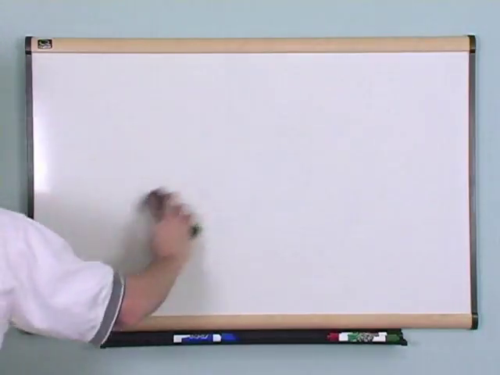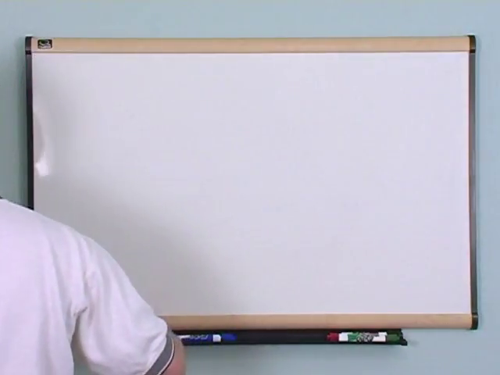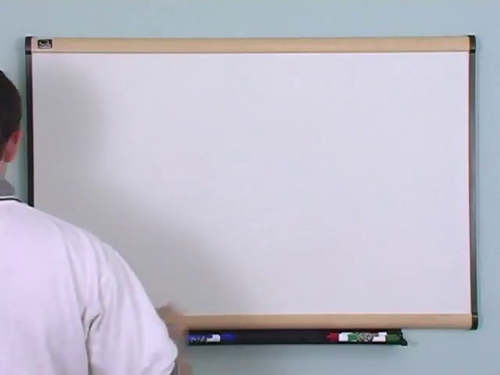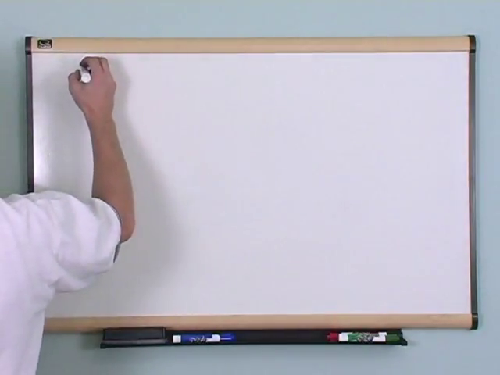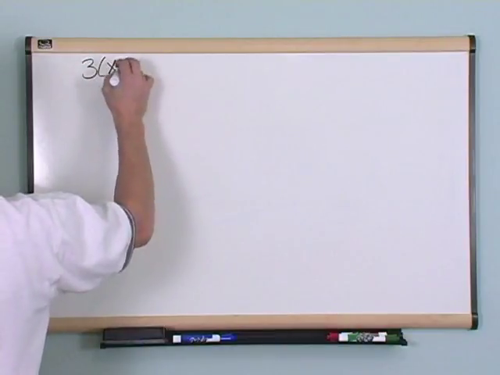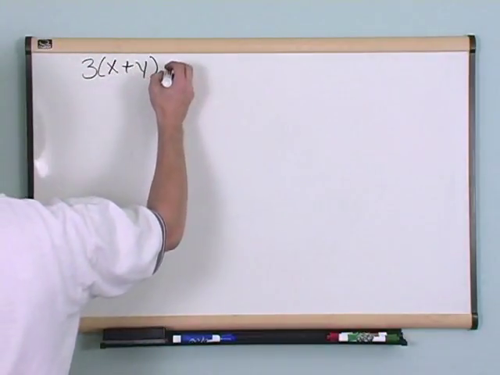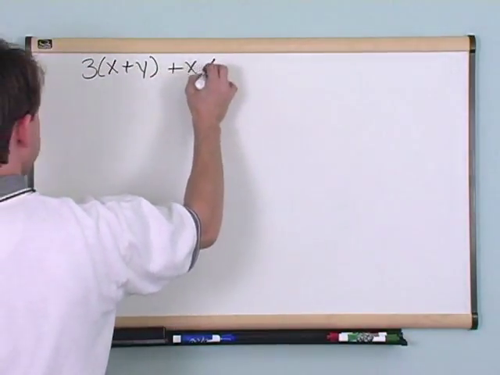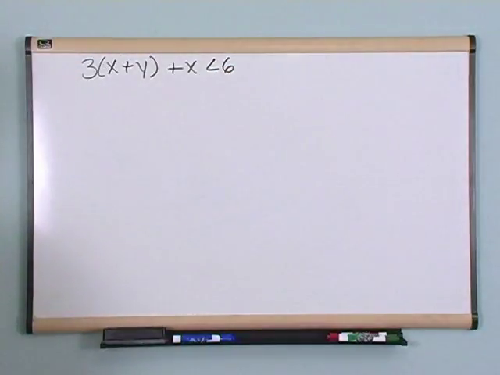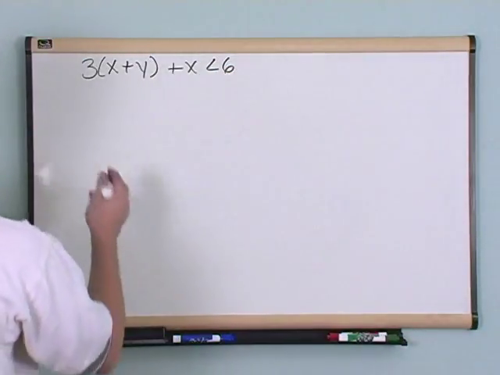I'm going to do a couple more examples. They're just going to get a little bit more difficult, but really none of them are really difficult. The first one is 3 times the quantity x plus y, plus x, is less than 6. And this is just giving us a little practice in simplification mainly.